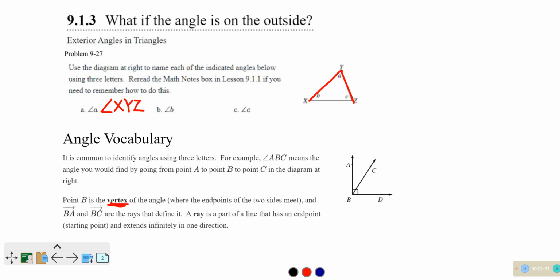I would like you to please pause the video now so that you can list angle B and angle C using 3 letters. Pause the video now.